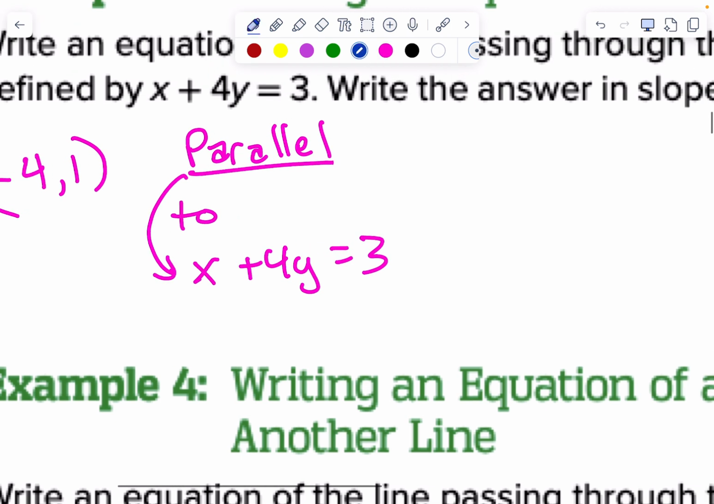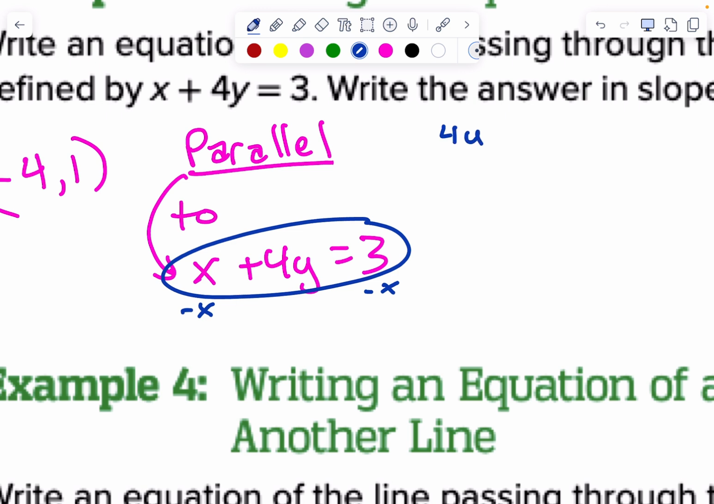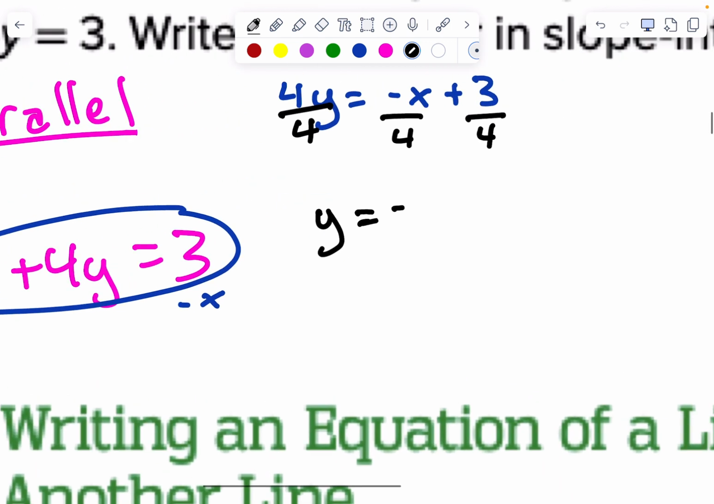Okay, so where do we start? I want to get this guy into slope-intercept form. Should we do that? I'm going to subtract the x. So I have 4y equals negative x plus 3. Then what? Divide by 4. Y equals, what is negative x over 4? I don't like the way that's written. I'm going to write it as negative 1/4 x, plus 3/4. Okay, now, what is the slope of this line?